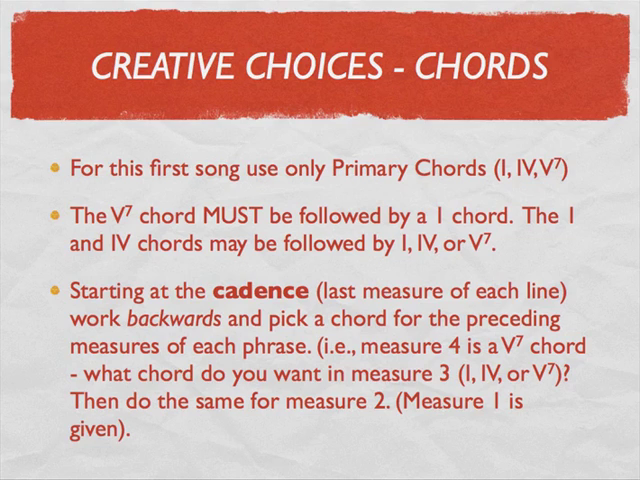The 5-7 chord must be followed by a 1 chord. Not necessarily directly. The next chord could also be a 5-7, but when you finally change chords, the 5-7 sets up a 1 chord. So you have to go to a 1 chord after each 5-7, but that's the only restriction. A 4 chord can be preceded by a 1 chord, and a 1 chord can be preceded by a 4 or 5-7. But the 5-7 must be followed by a 1 chord. So start at the cadence and work back and assign a chord to each measure.